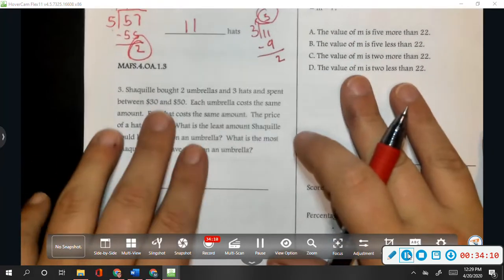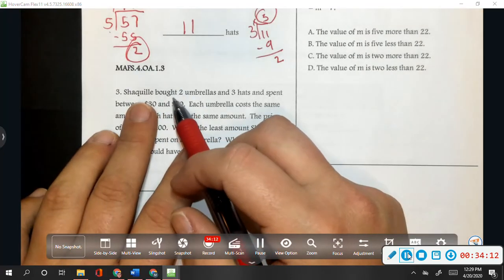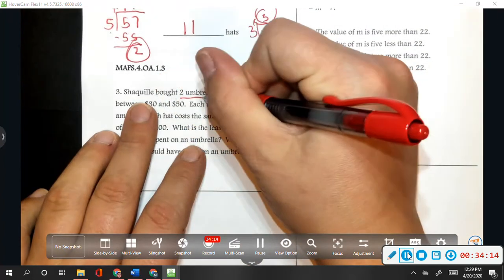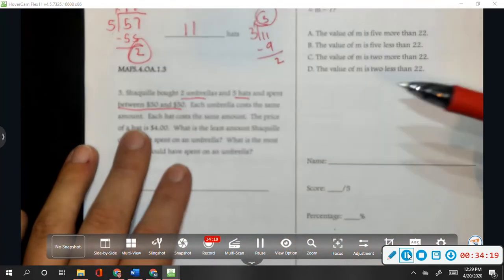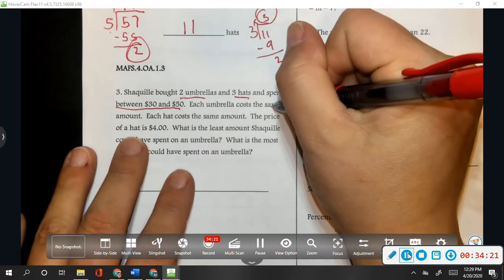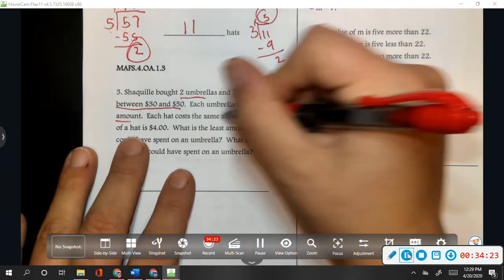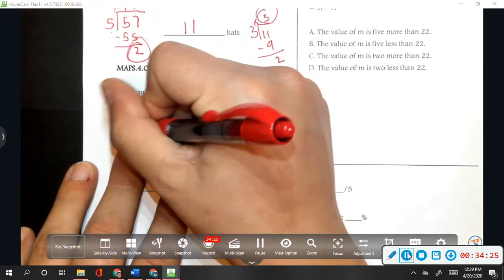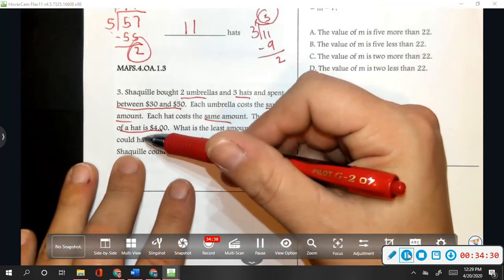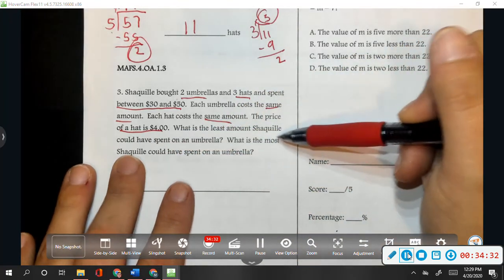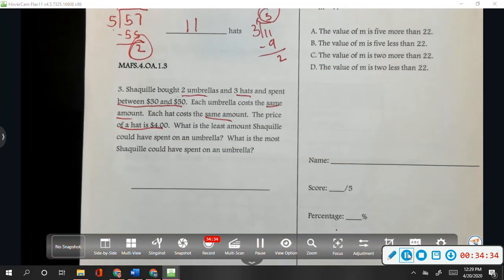Number 5. Shaquille bought 2 umbrellas and 3 hats and spent between $30 and $50. Each umbrella costs the same amount. Each hat costs the same amount. The price of a hat is $4. What is the least amount Shaquille could have spent on an umbrella? What is the most? So, this is in depth.